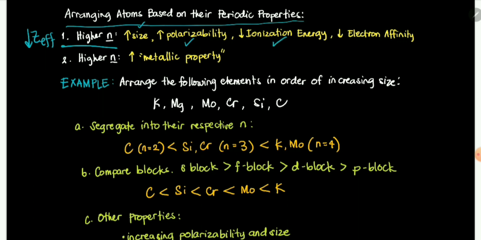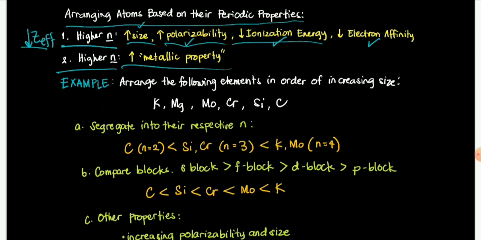Madali ring i-ionize ang iyong electron. So, mas mababa yung energy required. So, therefore, mababa yung ionization energy. And then, mawawala na siya ng tendency to capture additional electrons kasi mababa na nga ang kanyang effective nuclear charge. So, higher N also means higher metallic property. So, kapag mataas ang metallic property, ibig sabihin, actually, ito ay collection ng mga properties like size, polarizability, and ionization energy. So, mababa ang ionization energy kasi metals usually exist as cations. So, mataas din ang kanilang polarizability and malalaki ang kanilang size.